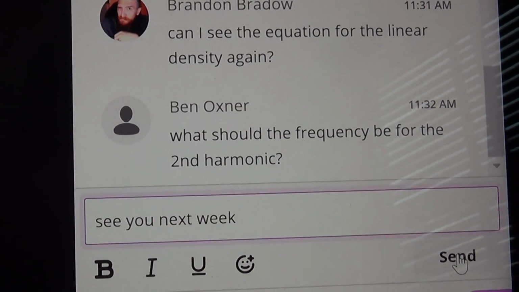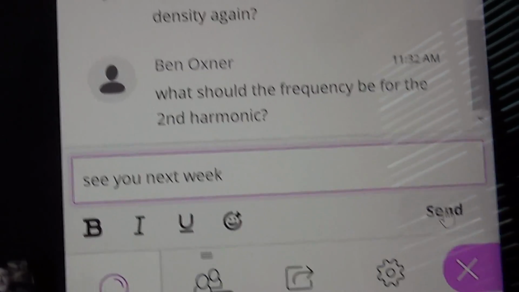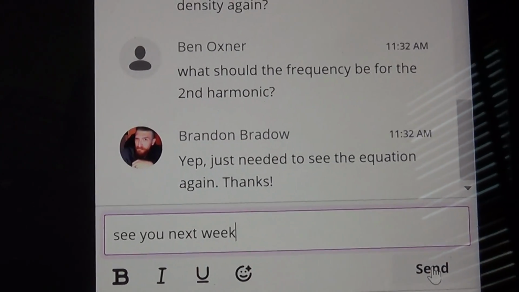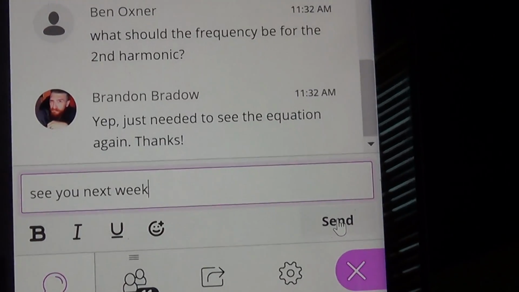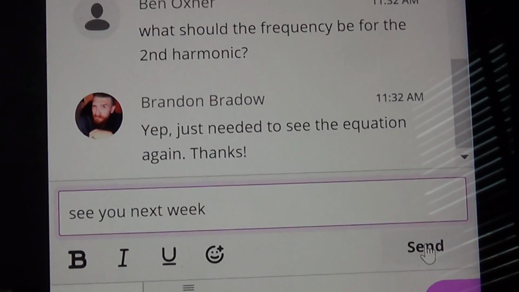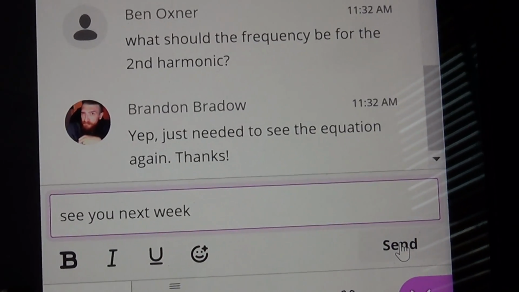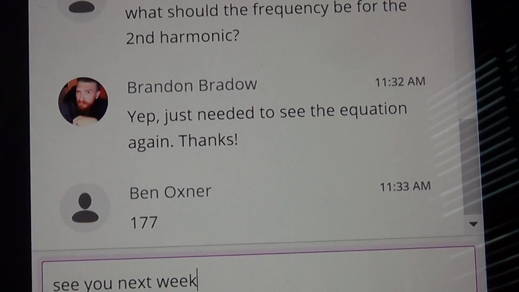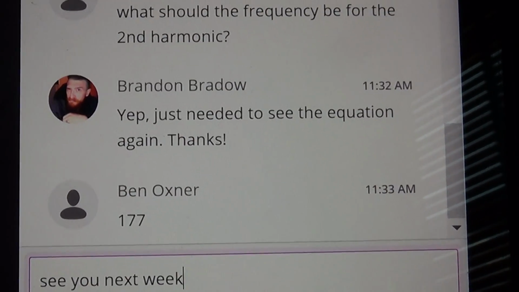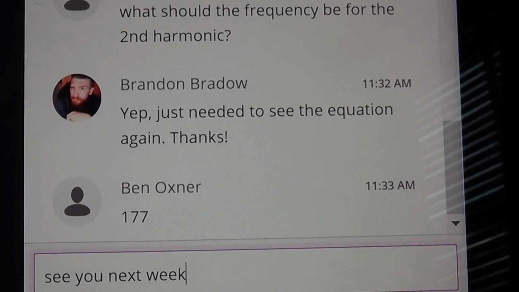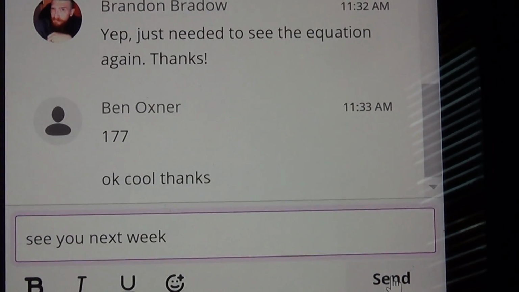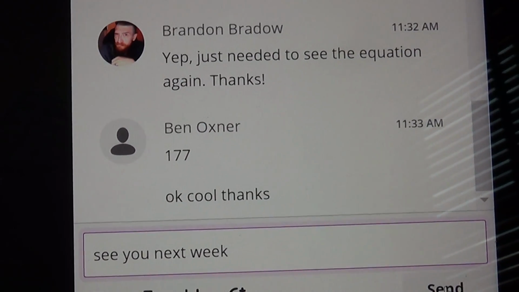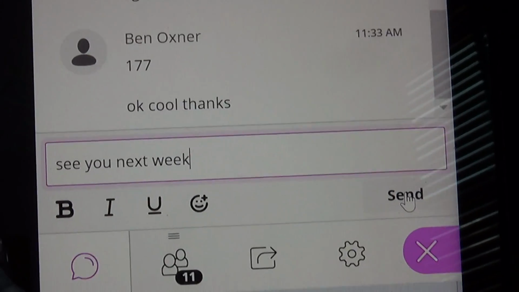So Ben, what should the frequency be for the second harmonic? I've seen people get everything from like 160 hertz to like 220 hertz. What did you get? You're welcome, Brandon. So Ben, what frequency did you get for the second harmonic? 177. Yep, I've seen that before. So go ahead and put that in. All these frequencies that people are getting should be kind of close to 200 hertz. Some will be a little bit lower than 200, some a little bit higher, but they range right around that 200 hertz mark.